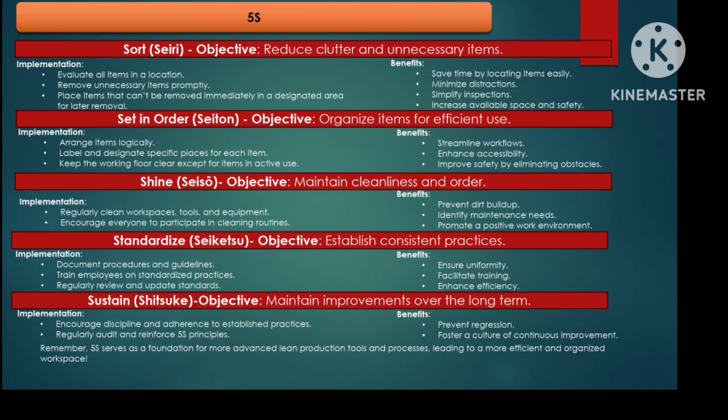Let's talk about the next one, sustain. Once we have set all things in process, sort, set in order, shine, and standardize, it is very important to sustain the process, right? Maintain improvement over the long term. Very important that we are not falling back.